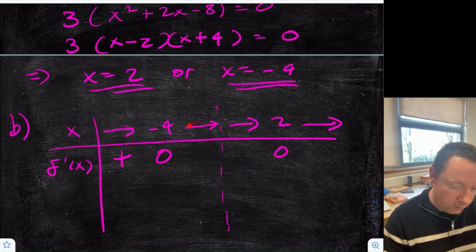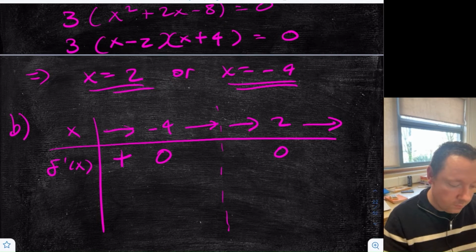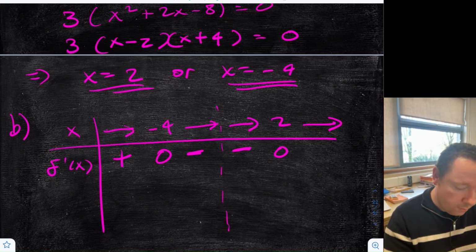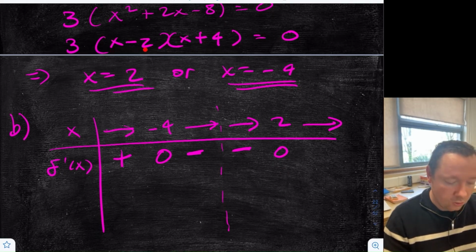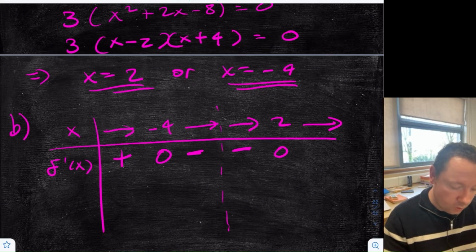After minus 4, let's just pick any number, pick 0. 0 minus 2 is negative, 0 plus 4 is positive. Negative times a positive is a negative. So we already know this one's going to be negative because it's the same idea before 2. After 2, 3. 3 minus 2 is 1. 3 plus 4 is 7. Positive times a positive is a positive.